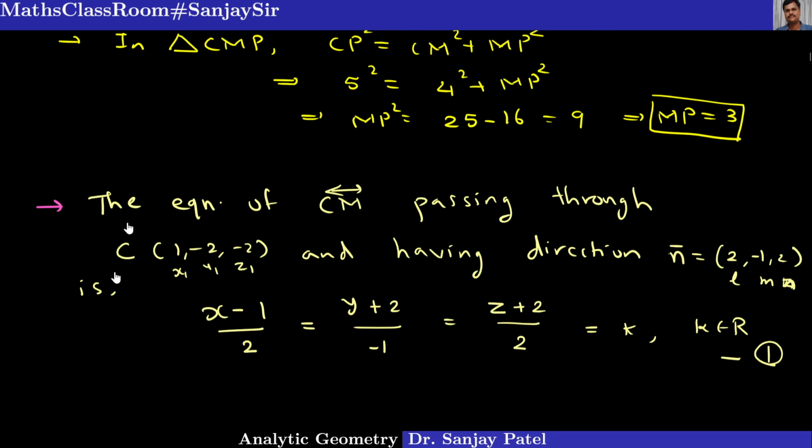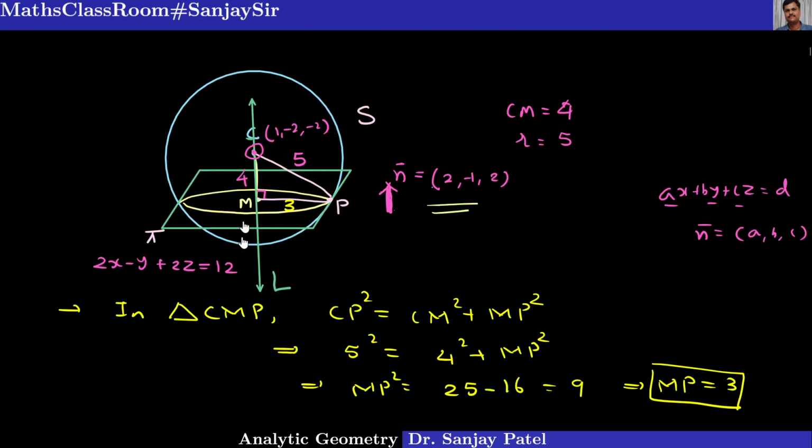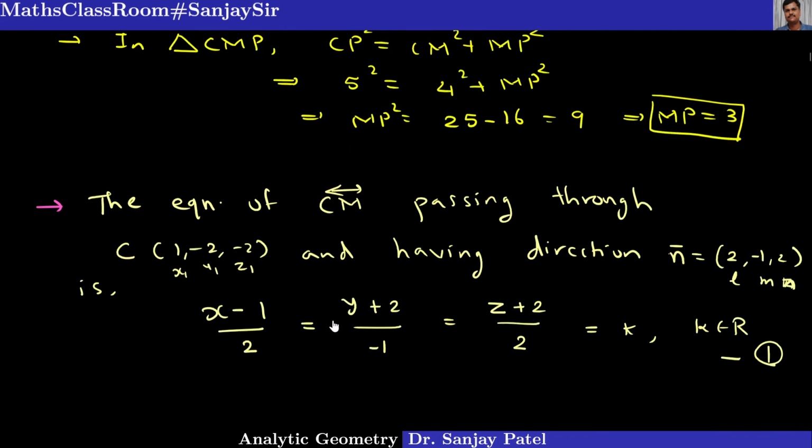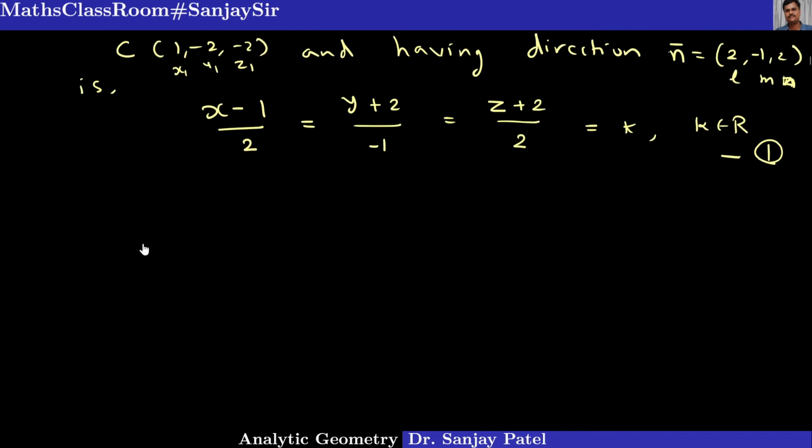So this is my equation of line CM. What is the line CM? It is this line, line L is the line CM. So if I want to write down the coordinates of any arbitrary point on this line, I can do that by finding x, y, z from this equation. So comparing each of these ratios with k, I can get the values of x, y, z.